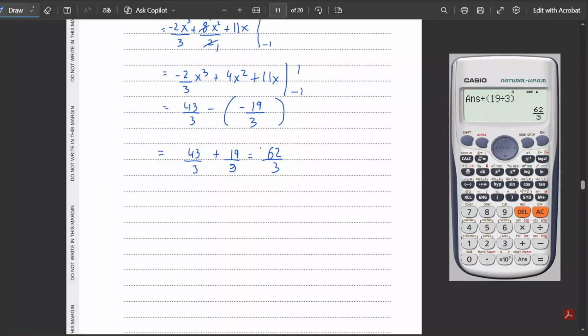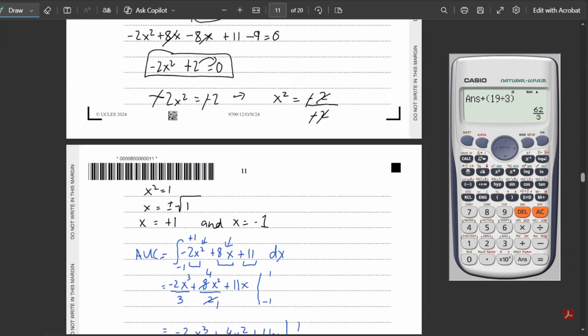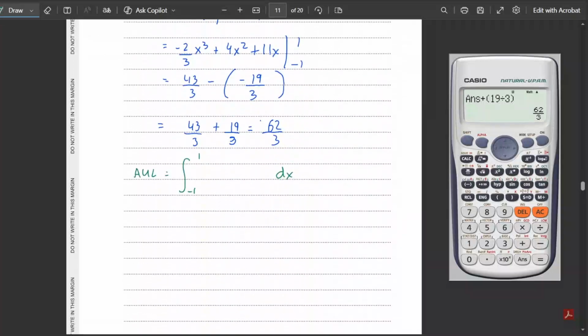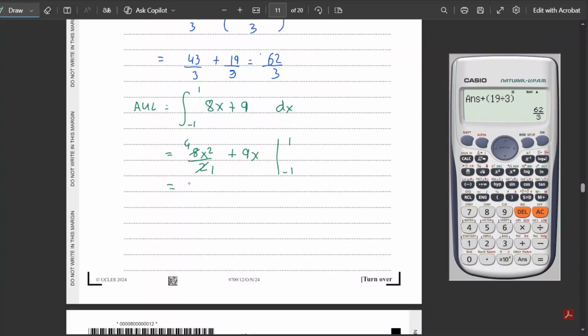integration. So the area of the line, let's find that out, is going to be the integration of negative 1 to 1 dx. And what am I integrating? I'm integrating the curve 8x plus 9. So the bounds are going to be 1 and negative 1, and then this is going to be integrated to 8x squared over 2 plus 9x. 2 times 1 is 2, 2 times 4 is 8. So I get 4x squared plus 9x. The bounds are 1 and negative 1.